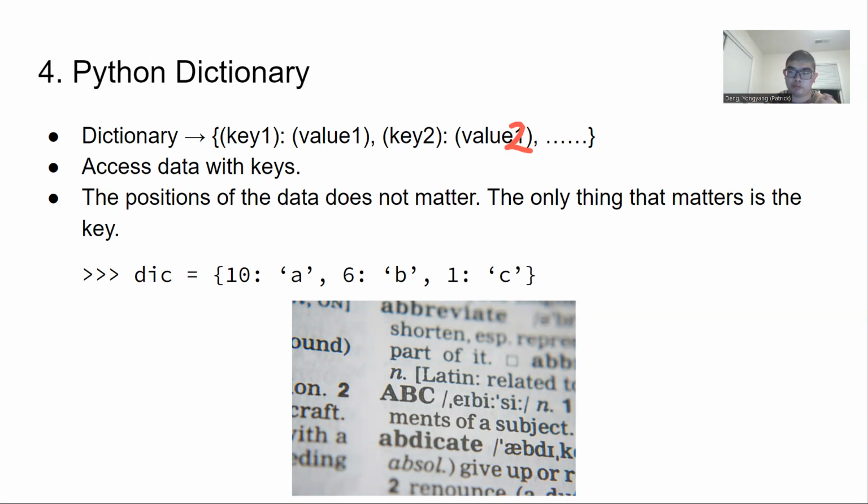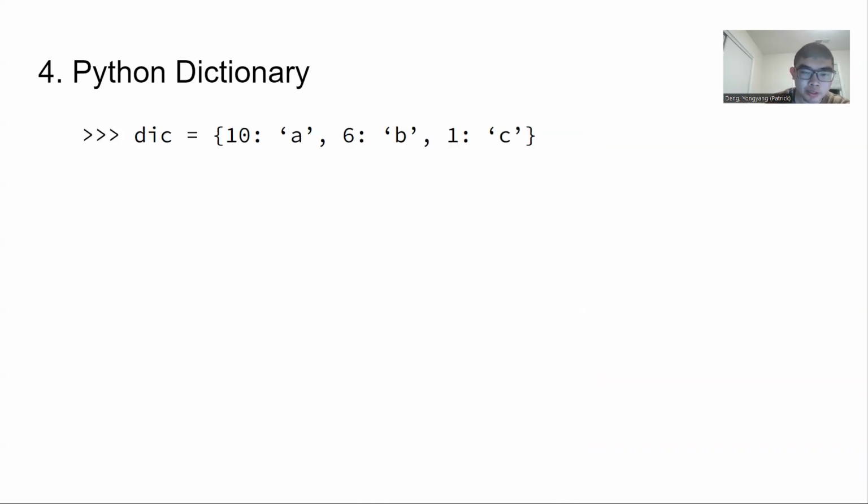So the order of the keys and the values does not matter. Once you find out a key, no matter where it is in the dictionary, you can find, access and even modify the data. So why is it called a dictionary? Because we have keys. Suppose I have this dictionary, I access the data of each key.